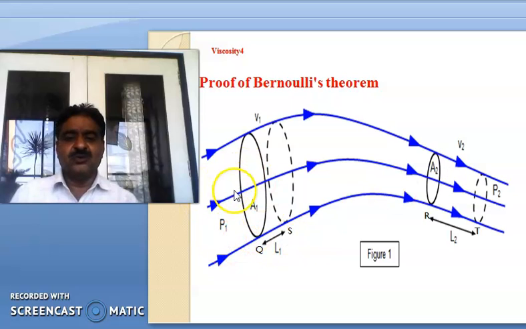Here the pressure is P1 at this area, and let P2 be the pressure at the smaller area. Naturally, the larger the area, the less the pressure; the smaller the area, the more the pressure. We have seen that the smaller the area, the larger the velocity, and the larger the area, the smaller the velocity. All these things we have seen in the previous lecture. Now how to prove Bernoulli's theorem, we discuss now.